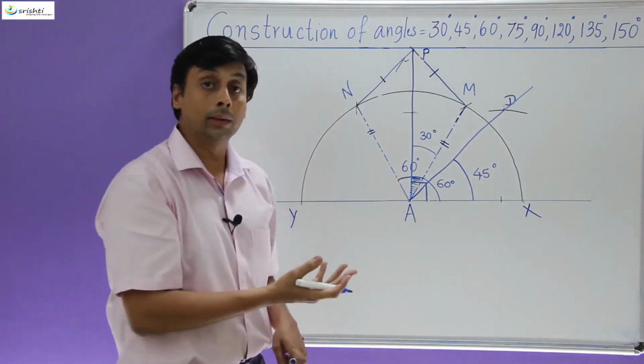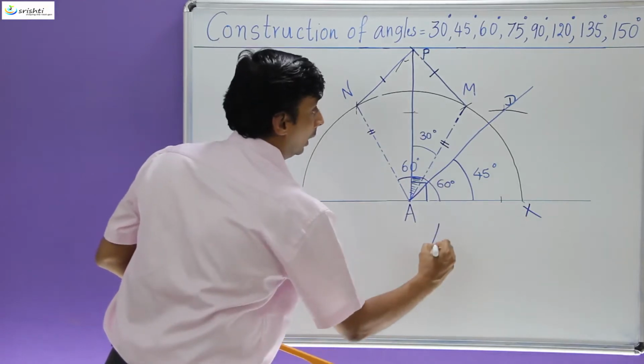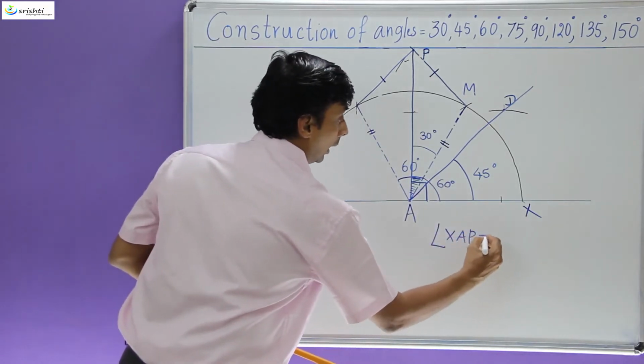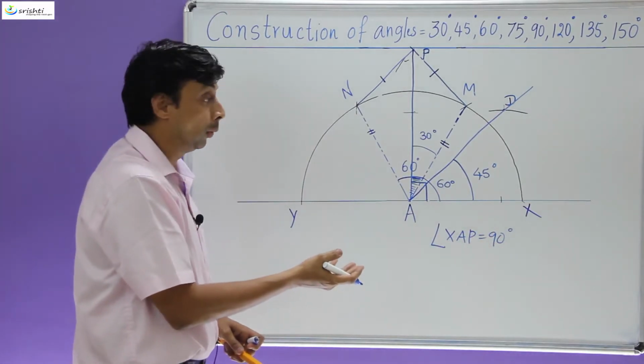Now how can you get a 135 degree measurement? You already have a 90 degree here. Angle XAP is a 90 degree. You want to additionally add 45 degree to it to get a 135.